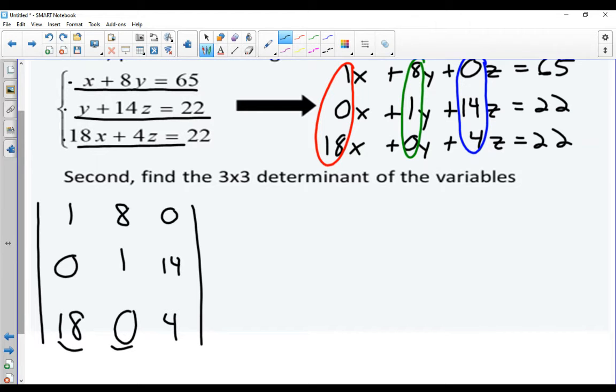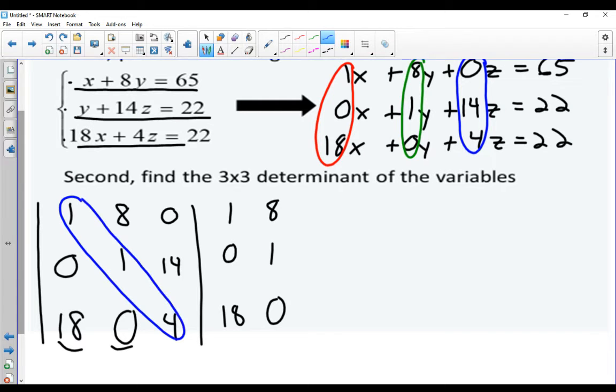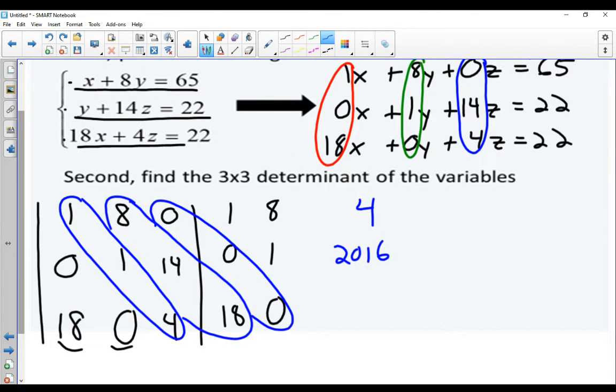First, copy these two columns off to the side. Then, the downwards diagonals are first. Multiply those together, and you get 4. Then we got to do 8 times 14 times 18. And that should give you 16. And then the last diagonal will give you 0.